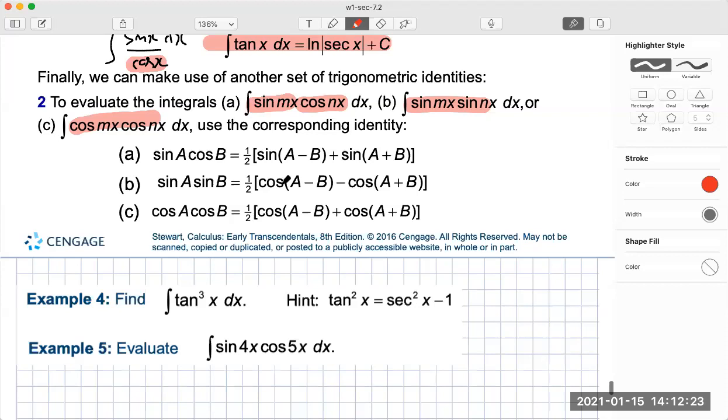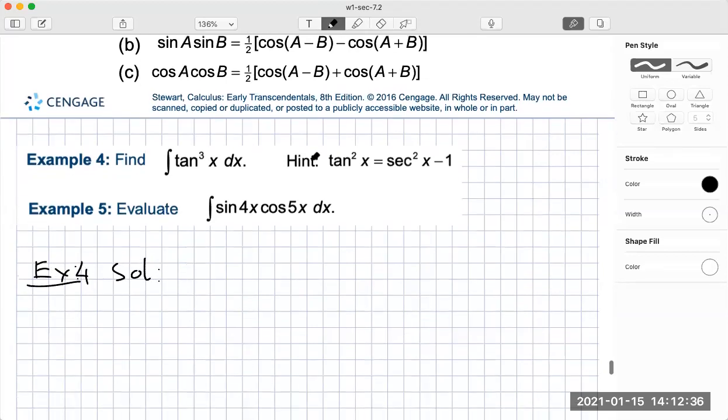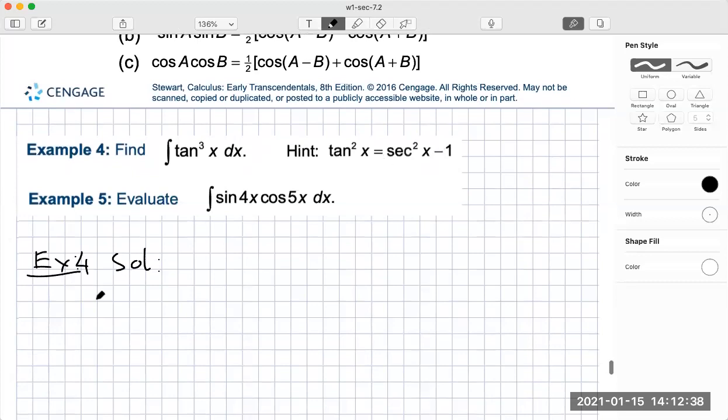So let us do some more practice problems here. Suppose we want to compute example 4. The hint is here, right? And this is the integral of tan cubed x dx here. So what do you think about it?